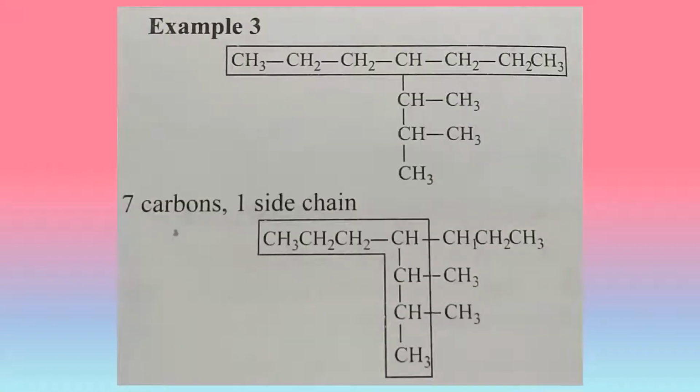Now coming to the third one, in this also there are 7 carbon atoms present in the longest chain, but in the first one there is only one side chain. That is, they have only one carbon. That means they only have one substituent. But in the second one, there are 3 substituents present in it. Hence, we choose the second one to be the parent chain.